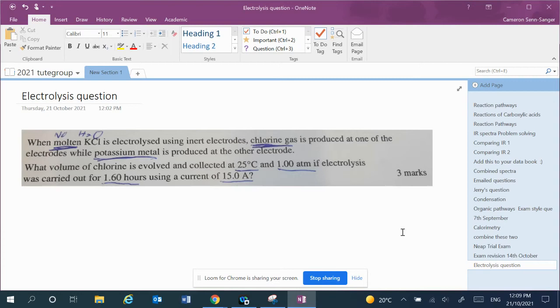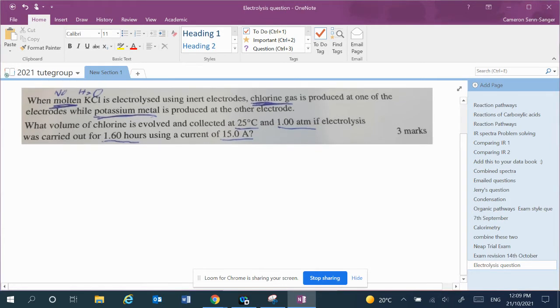A bit of a stock question that a student has asked for a little bit of help with. So, when molten potassium chloride is electrolyzed using inert electrodes, chlorine gas is produced at one of the electrodes whilst potassium metal is produced at the other. What volume of chlorine will be produced?